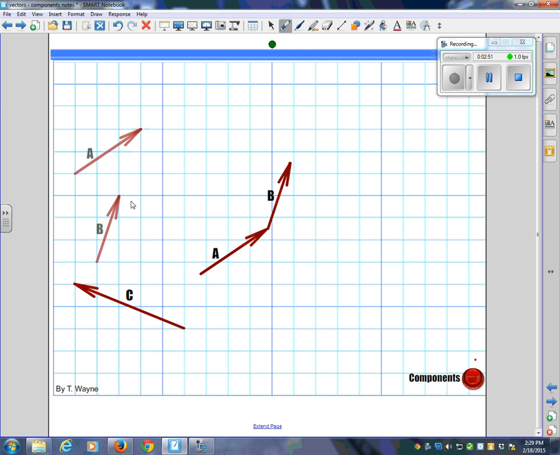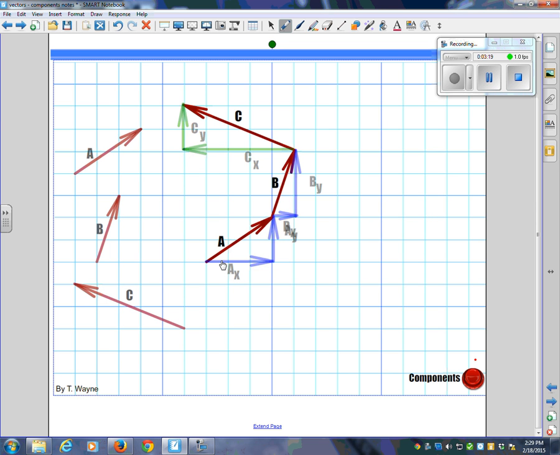I'm going to turn the components off. Okay, so you go back there. These are three vectors, A, B, and C, right? And when I add them together, I'll put it right there. I go A, then I go B like so, and then I go C like that, right? Okay, now let me show you the components.